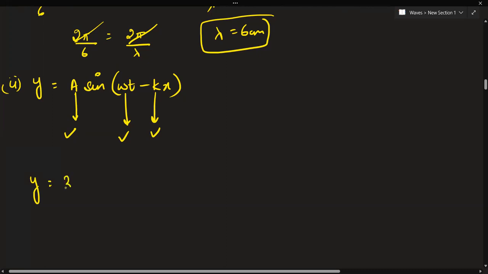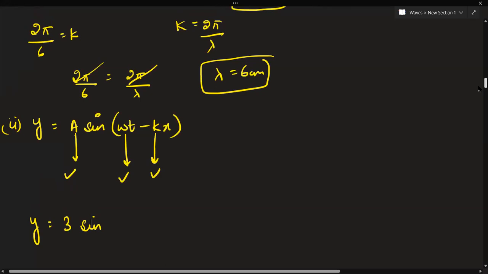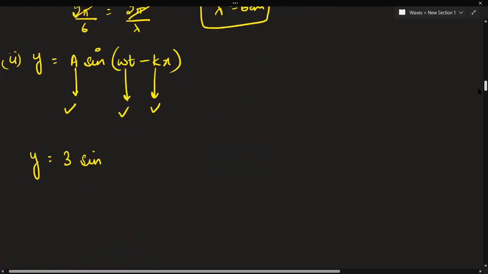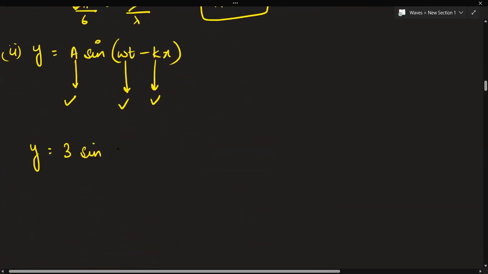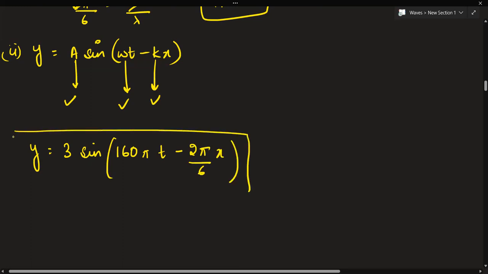So a was 3, this will be sine, omega was 160 pi, so 160 pi t minus k, and k is 2 pi. This is the equation of the original progressive wave. Fine? Is this question clear?